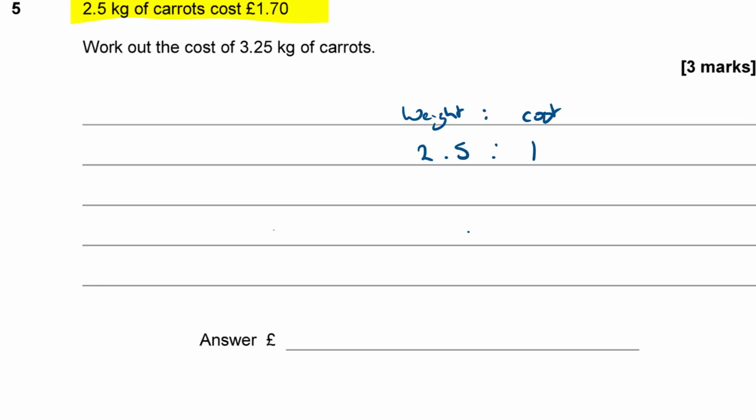2.5 goes with 1.7. It's called the unitary method because you go via a unit, or the number 1. So I'm going to work out the cost of 1 kilogram of carrots, and then scale it back up and work out the cost of 3.25. In order to do that, I need to divide by 2.5, and then times by 3.25. So if I do that on the left hand side of my ratio, to make things all stay in proportion, I'm going to do the same thing on the other side. So divide by 2.5 first and then times by 3.25.